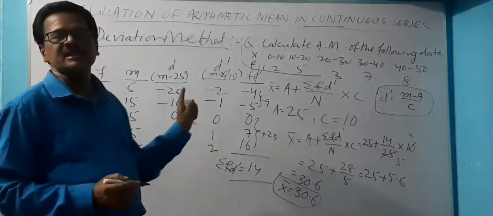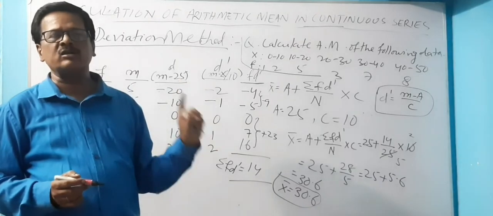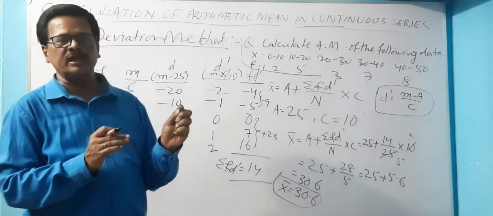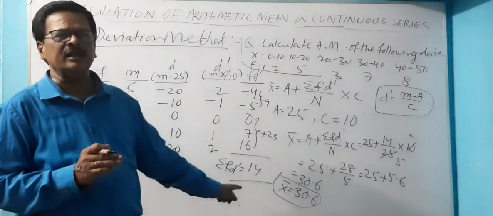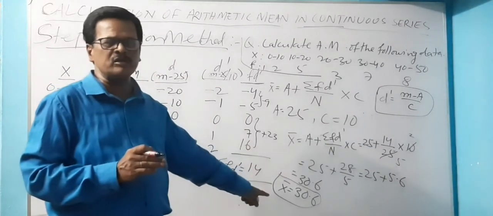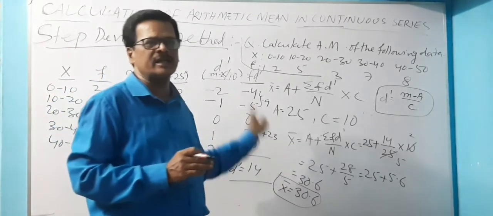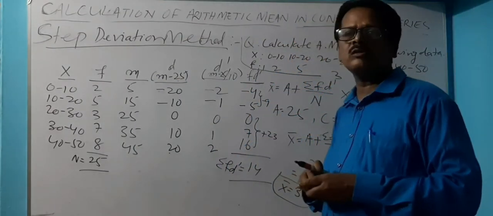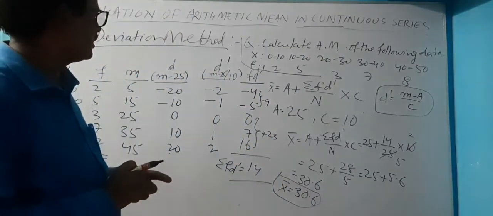We have taken the same question just to prove whether the same answer comes or not, or in different methods, different answers come. No, that is not true. The same answer, by applying any method, we can get the same answer. In direct method, X bar is 30.6. In shortcut method, it is 30.6. And in step deviation method also it is 30.6 by taking the same question. Okay, note it down. Next we will come to the summary. First note it down, then we will come to the summary.